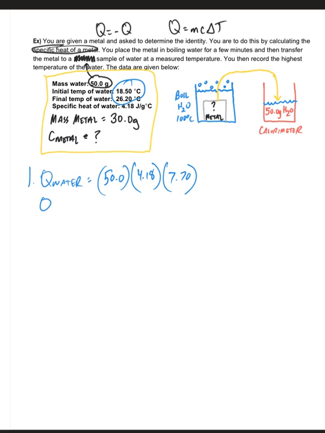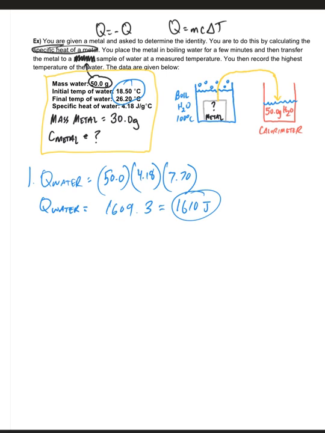So once I have that, the Q of water is going to be equal to just multiplying those three together. So I'm going to do 7.70 times 4.18 times 50.0, and I get 1,609.3. Now I'm going to go ahead and round that to 3 sig figs, so I'm going to get 1,610 joules of energy. That is the Q of water.